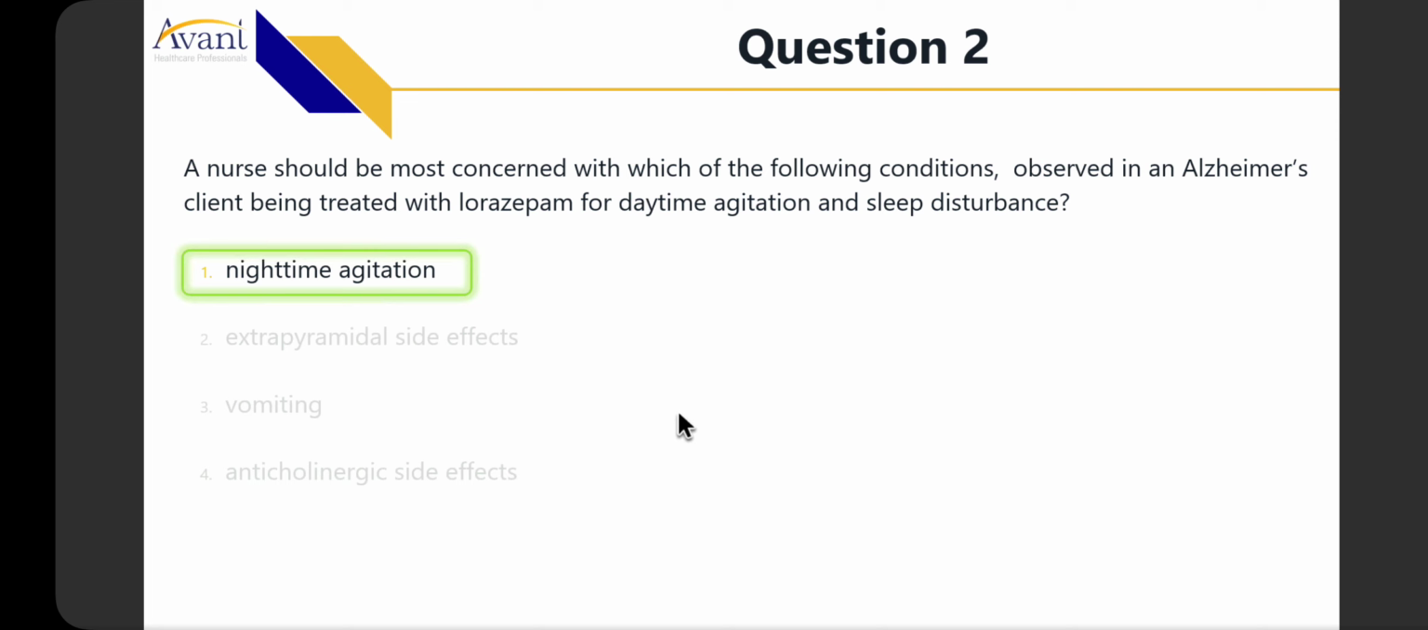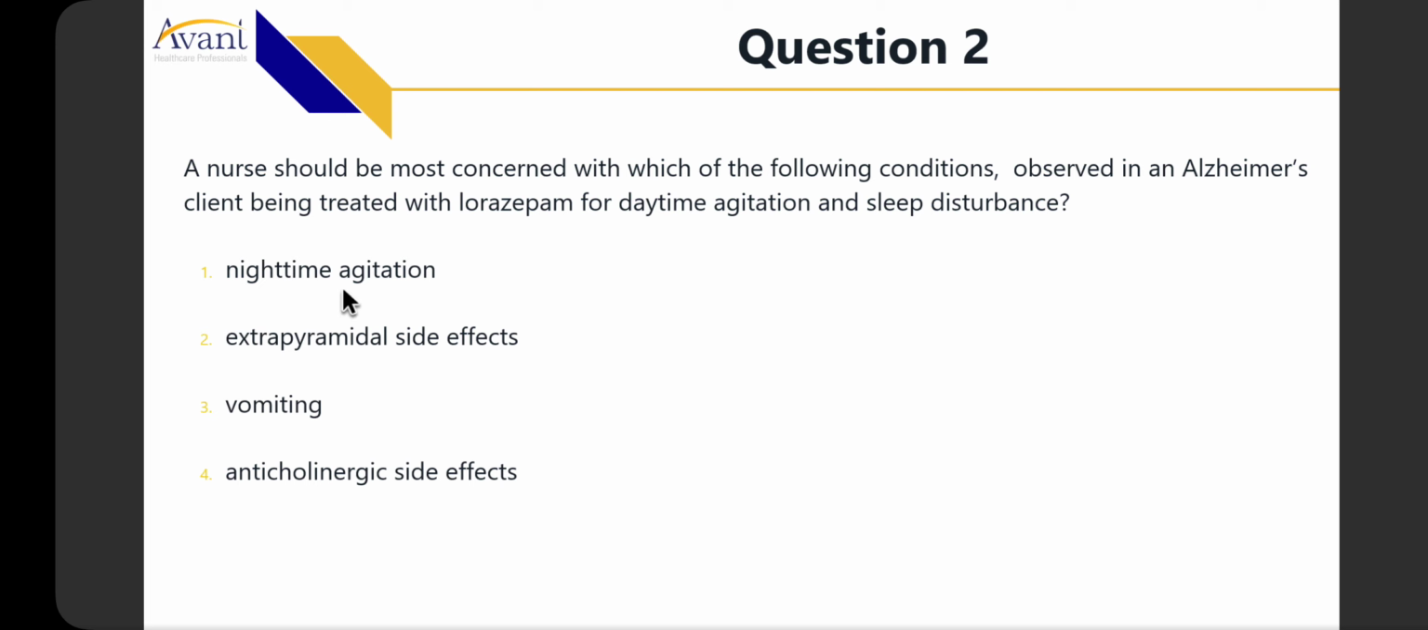So why is number two not correct? Extrapyramidal side effects. Now you could have easily gone through the process of elimination and go, well, the nighttime agitation sounds like it fits our definition. But why is this not correct? Because this is usually associated with antipsychotic meds. Patients who are taking antipsychotic medications can develop these extrapyramidal side effects like the twitching or the certain shuffling or certain symptoms that are related to that.